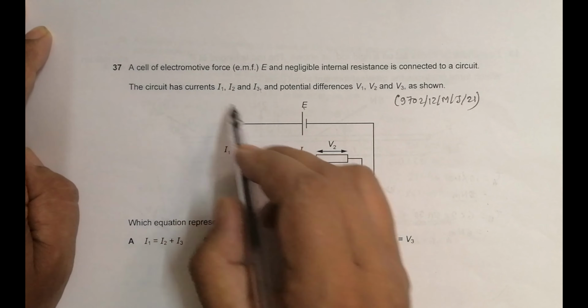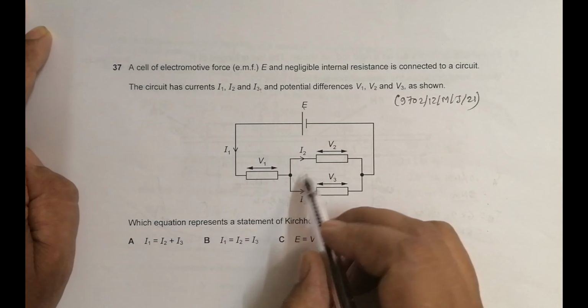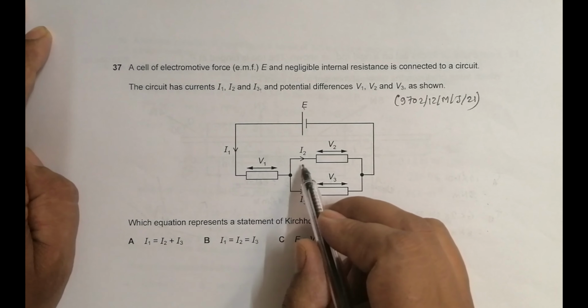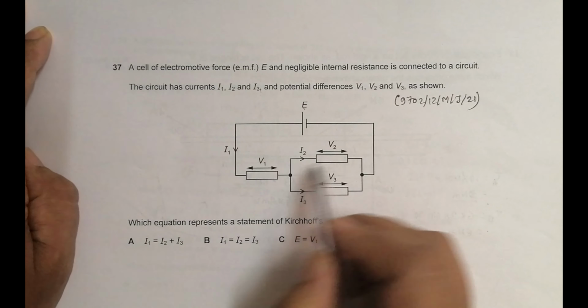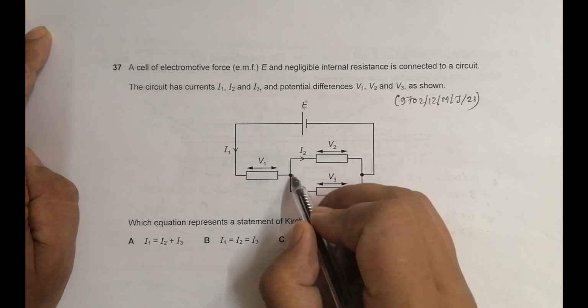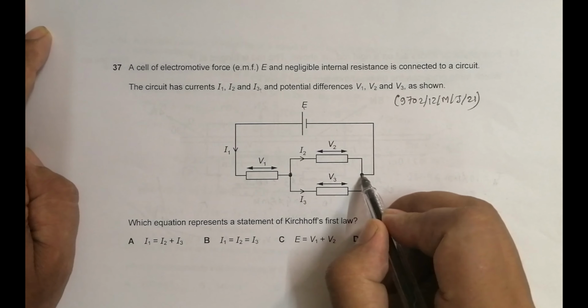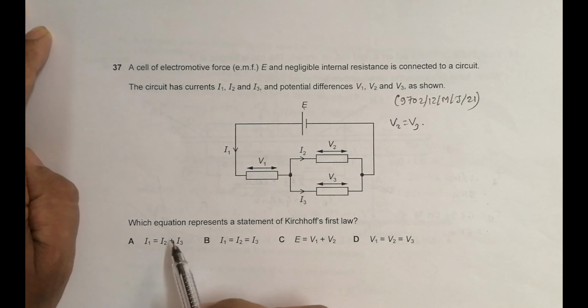The circuit has currents I1, I2 and I3. So I1 is the current in the main branch, and I2 and I3 in the other branches, and the PDs are V1, V2 and V3, V1 here, V2, V3. Since the PDs V2 and V3 both belong to this part, we must have V2 is equal to V3. So that's common potential.